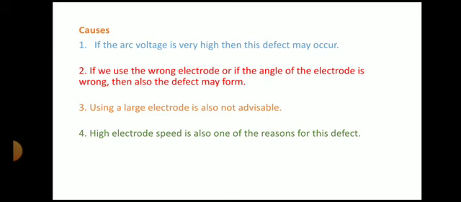Okay, so selection of electrode is also very important. Using a large electrode is not advisable. So the diameter of the electrode is also very important. High electrode speed is one of the reasons for this defect, and the welding speed. So these are the possible causes for the undercut.